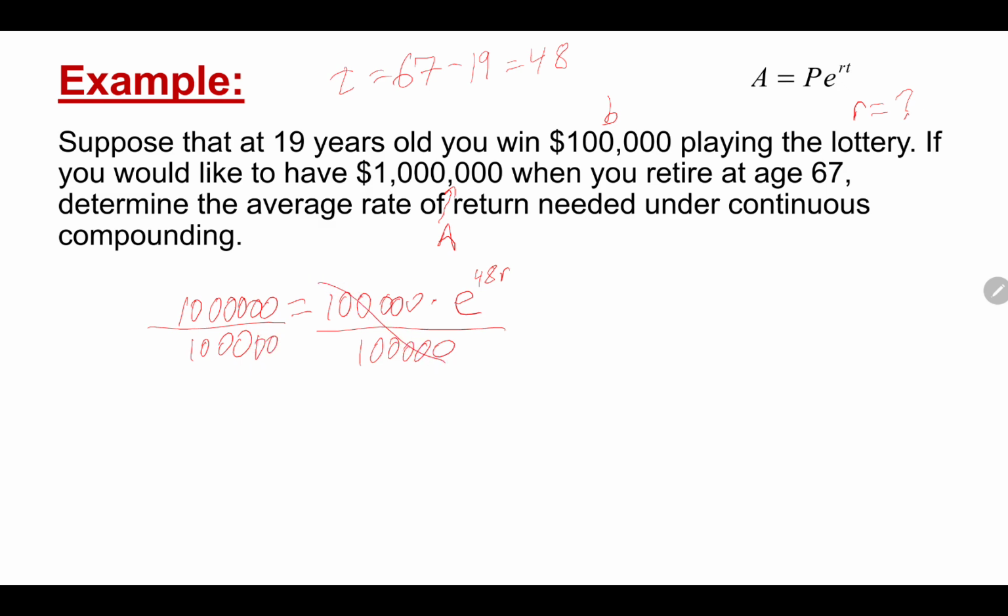This filters and becomes 1. Cross that one. So that's equal to 10. So 10 is equal to e to 48r.